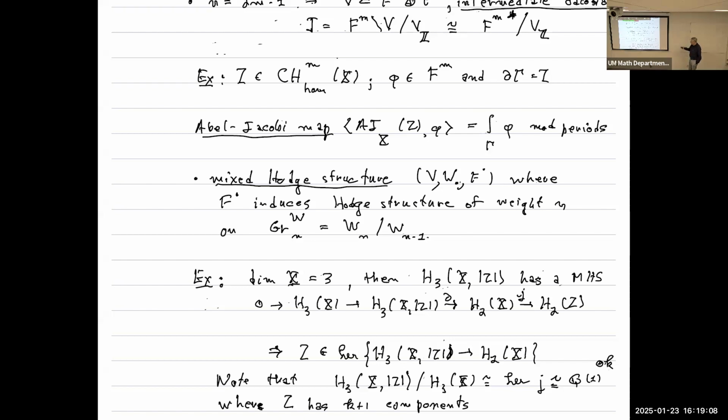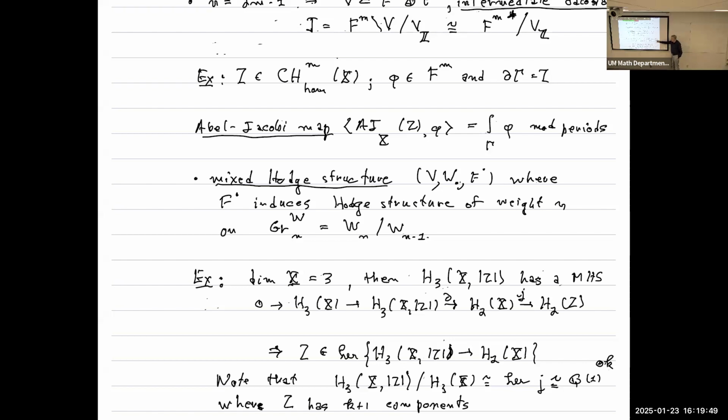We'll also use mixed Hodge structures. That's given by a triple: a complex vector space, a filtration defined over Q, an increasing filtration, and a Hodge filtration, such that the Hodge filtration induces a Hodge structure of weight n on the nth graded piece. So it's some filtered object whose successive quotients are pure Hodge structures. But the Hodge filtration has to come globally and be induced on these successive quotients by the weight filtration.